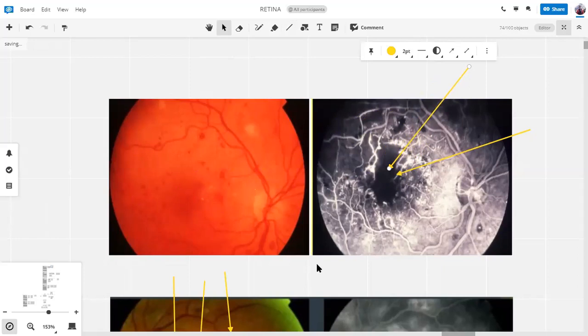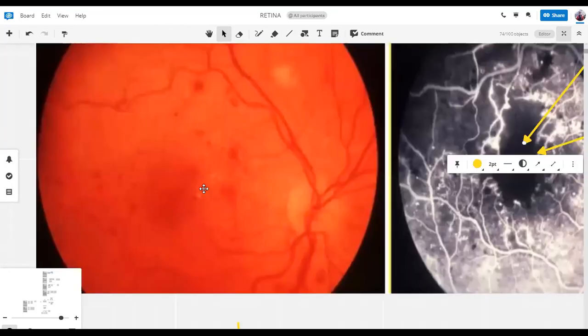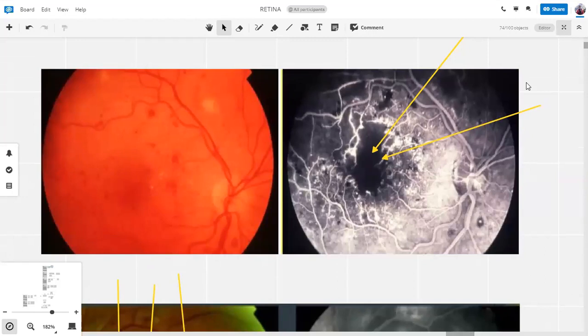Okay? So there are hard exudates within 500 microns of the macula. We can see these in this picture. These are hard exudates. So this constitutes clinically significant macular edema. But when we did the fundus fluorescein angiography, we saw that the macula is relatively normal and spared, and the avascular zone is extending a little bit upwards.